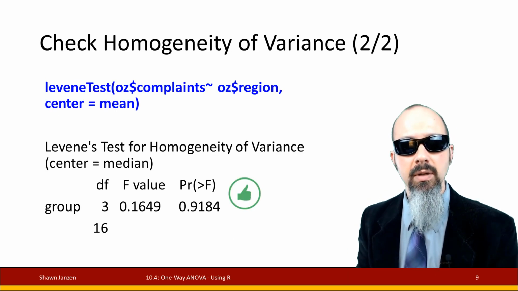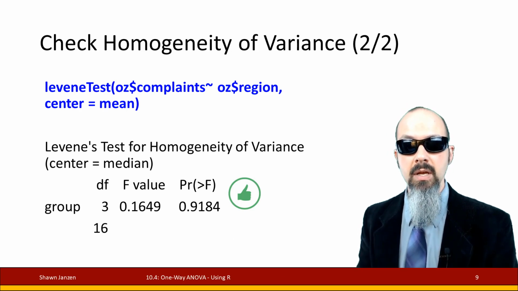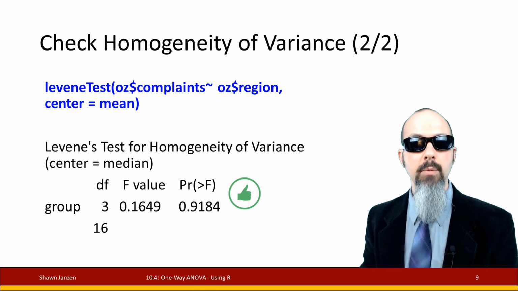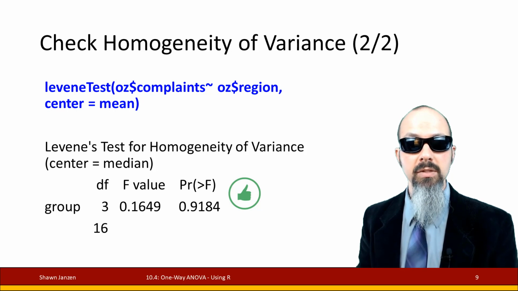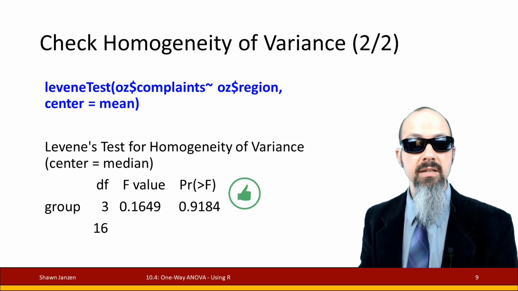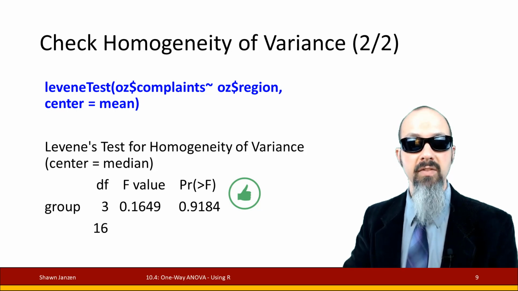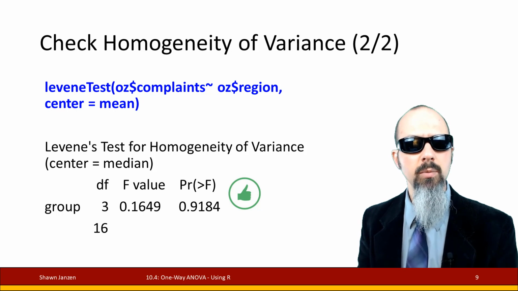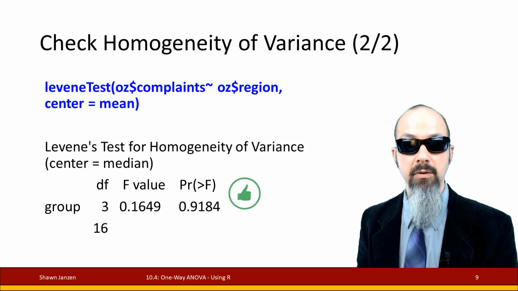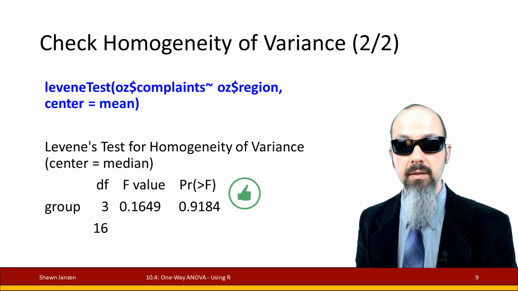So let's go into our Levene's test and see what it says. So now I bring up Levene. Remember, this is in the car library. I'm doing the Levene test, complaints by region, comma, center equals mean. We have a smaller sample size group here, so it would be a little more tough to get away with using the median.